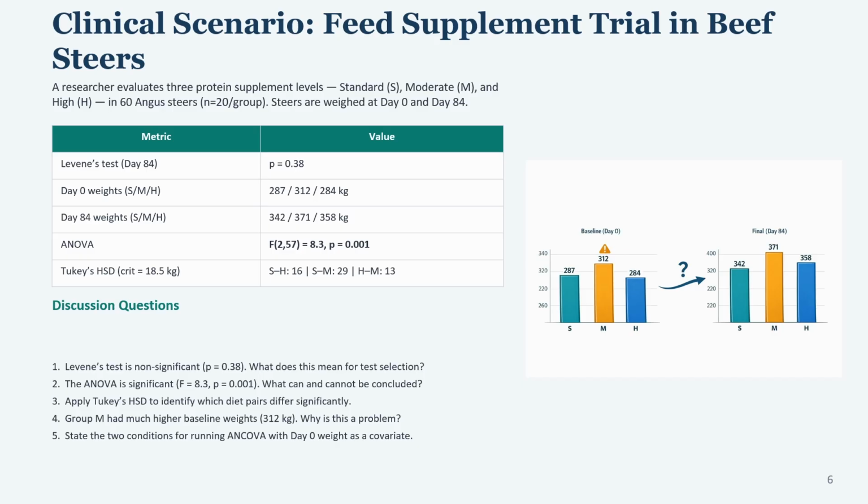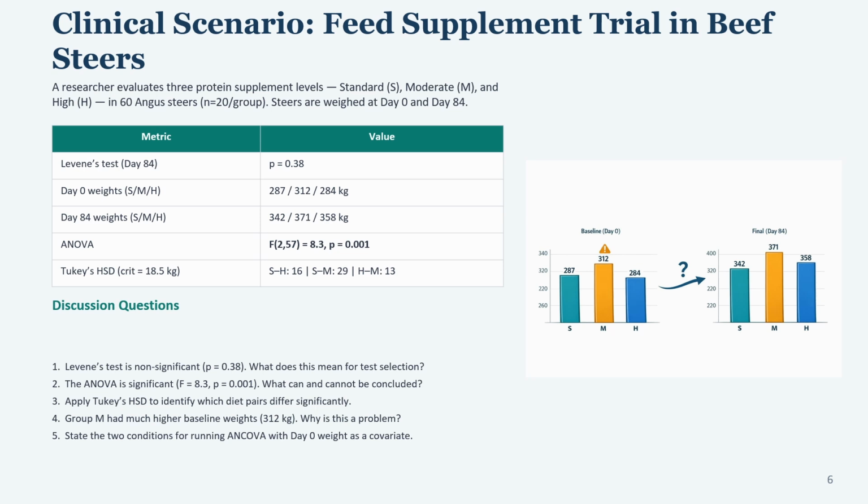Pause the video and try to work through the questions associated with this scenario. We'll then work through them together. This scenario tests ANOVA mechanics, Tukey's post-hoc interpretation, and the clinical need for ANCOVA in a single realistic case.